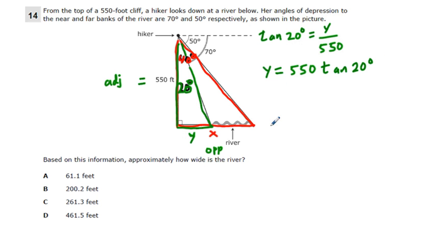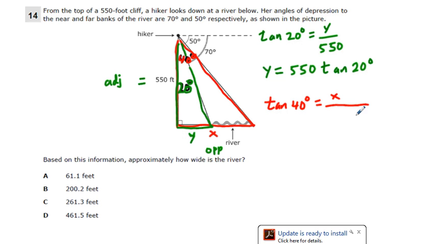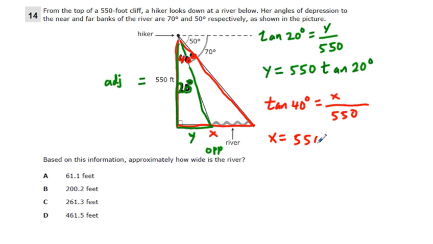Now for the red one, we're going to say tangent of our larger angle, which is 40 degrees, is equal to X over 550 feet. And so X is going to be equal to 550 tangent 40 degrees.